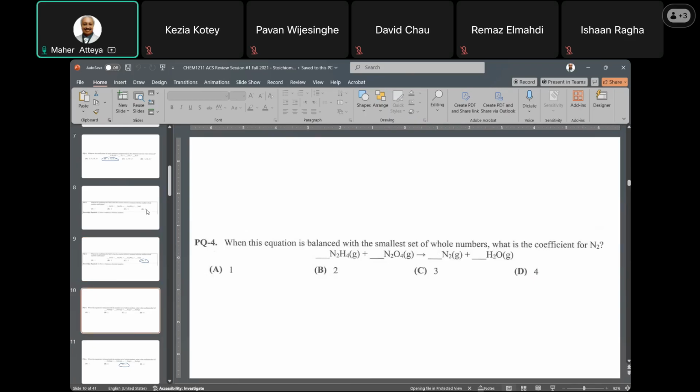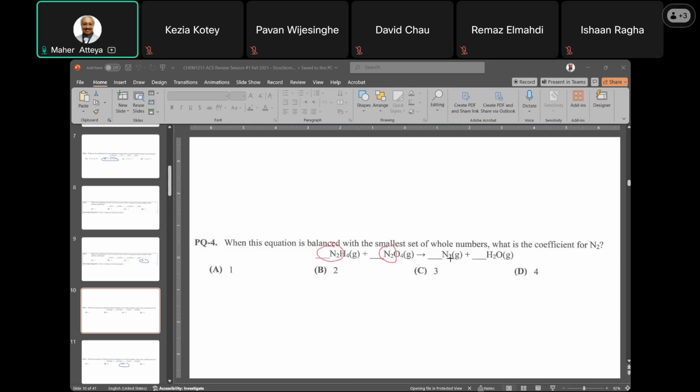What's the coefficient of nitrogen? Let's balance it. We have nitrogen is 2, nitrogen is 2. I'll keep nitrogen, it looks like, but they have another 2. So we have 4 nitrogen. This is nitrogen here, and there's another nitrogen here. So we have 4.